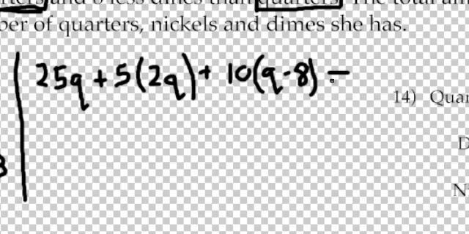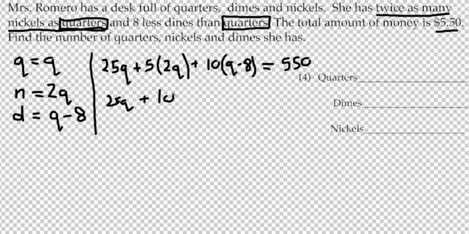Now remember, the total is $5.50. Write it in cents. We're writing everything in cents. So that's 550 cents. Right, let's have a look at this. 25Q is okay. Don't have anything to do with that. What's 5 times 2Q? That's 10Q. And then look at this bit of distributive law. What's 10 times Q? 10Q. What's 10 times negative 8? Negative 80. And that still equals 550 cents. Okay.